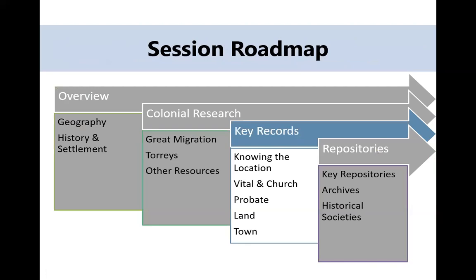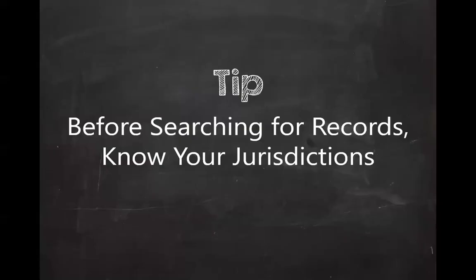Now, let's assume that you have read the scholarship of these early settlers and you wish to find actual records. How do you go about that? Well, the first thing is that you really need to know your jurisdictions. You need to research about the location where your ancestor lived.